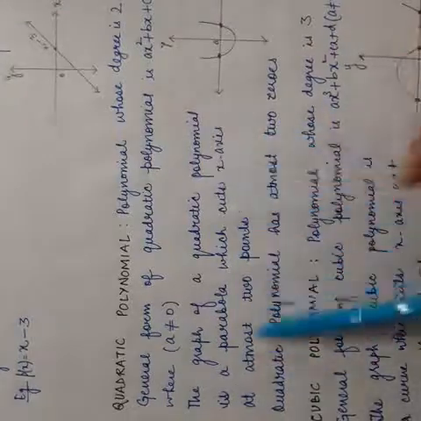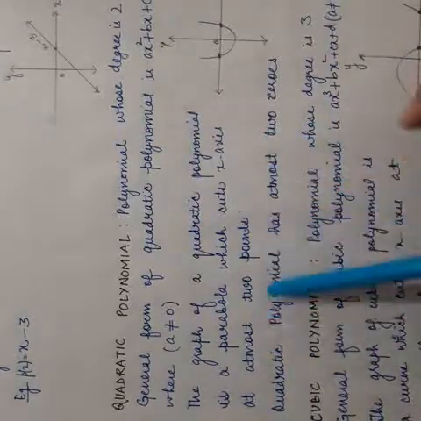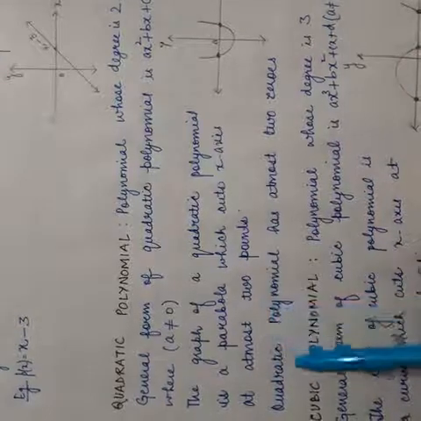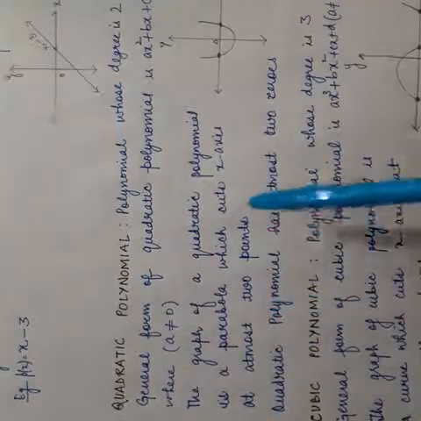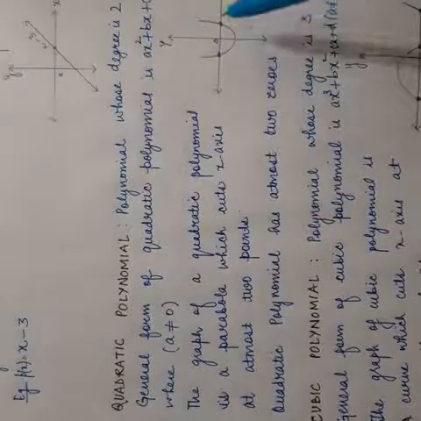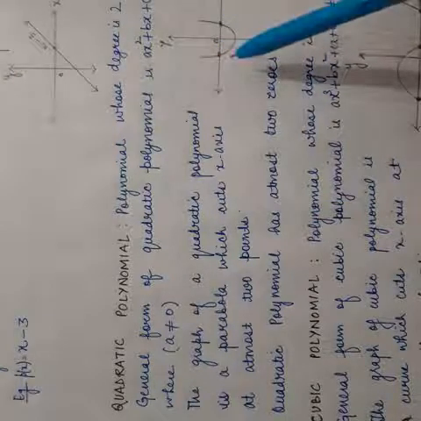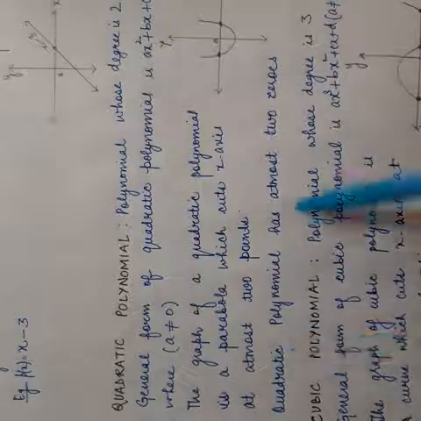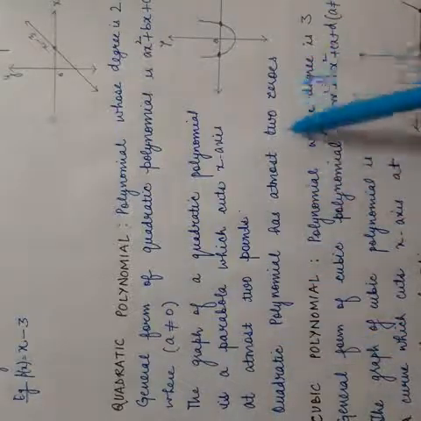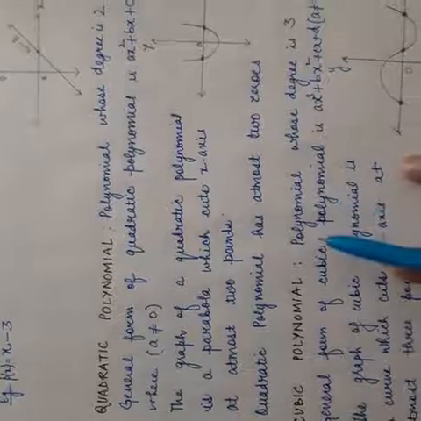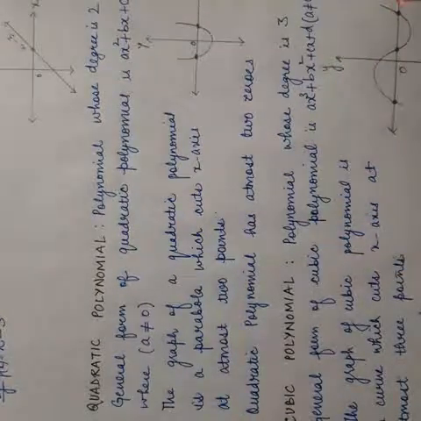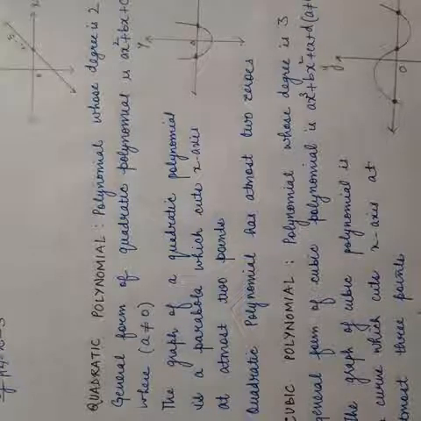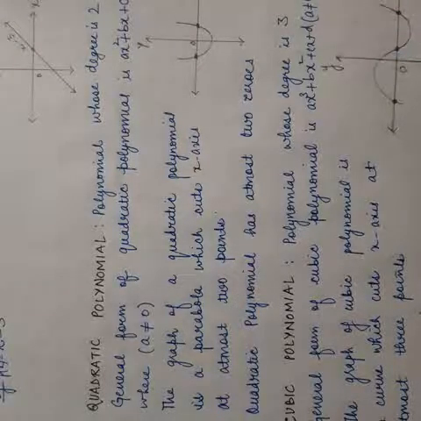Now it cuts the x-axis at most 2 points. We are using the words at most. That means maximum it can cut the x-axis at 2 points. It can also cut the x-axis at less than 2 points. So the quadratic polynomial has at most 2 zeros. The number of zeros of a polynomial depends upon the degree. Whatever is the degree of the polynomial, the number of zeros will depend upon that degree.